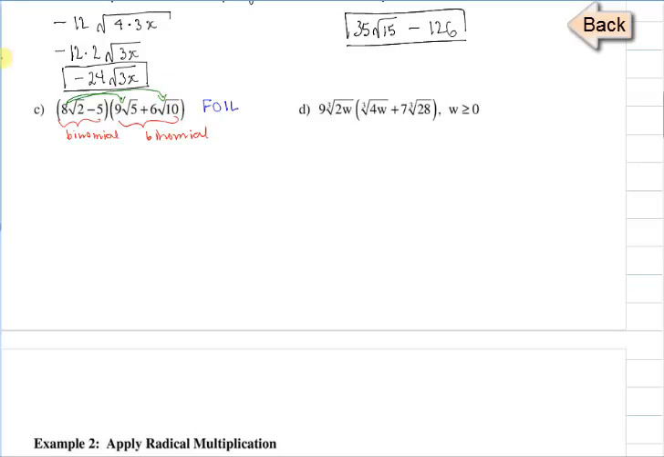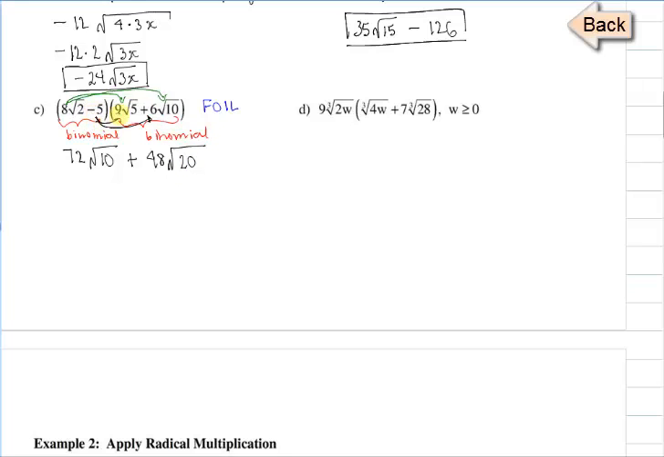And then you will go negative 5 times 9 root 5, and negative 5 times 6 root 10. So on the first one, we're going to go 8 root 2 times 9 root 5. So 8 times 9 is 72. Root 2 times root 5 is root 10. Plus 8 times 6 is 48. Root 2 times root 10 is root 20.